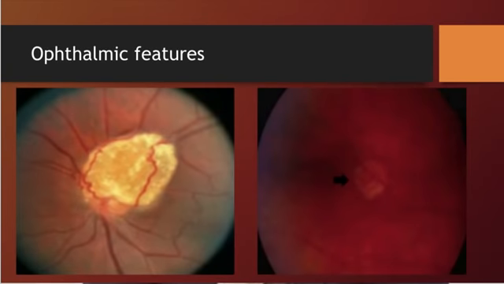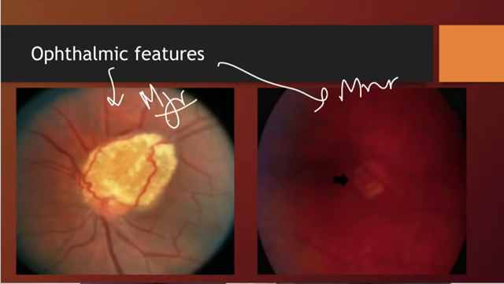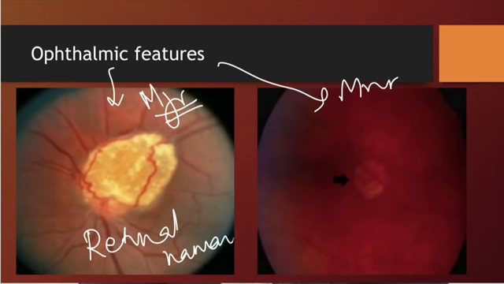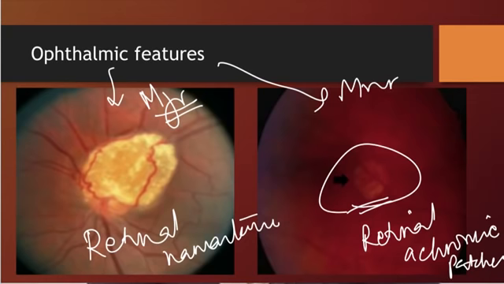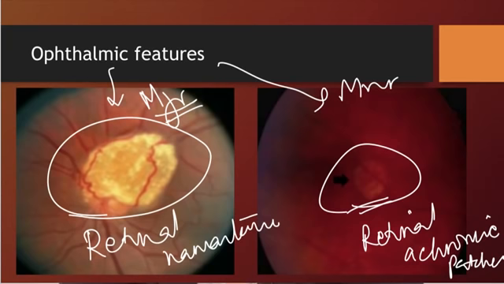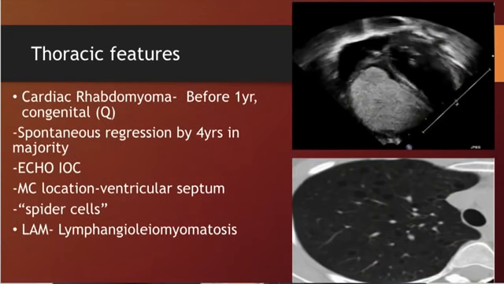Moving on to the 2 ophthalmological features, as we discussed, one of it is major and one of it is minor. So what is the major feature? That is nothing but a retinal hamartoma. And the minor feature is retinal achromic patches. So these are the 2 retinal manifestations which you need to remember, which can be asked as an image based question. So retinal hamartoma and retinal achromic patches are the 2 ophthalmological manifestations of TSC.